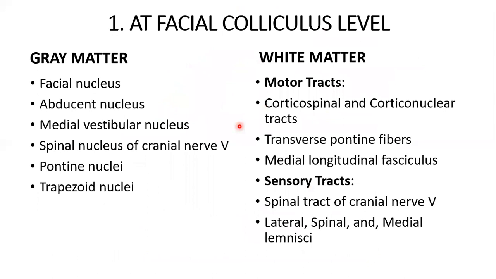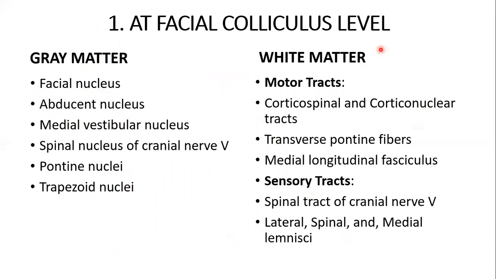So this is the summary. You see, this is the gray matter at the caudal part. There is our facial colliculus, facial nucleus, abducent, medial vestibular nucleus, spinal nucleus of the cranial nerve 5, pontine nuclei, and the trapezoid. This is the gray matter. This is the white matter. These are the fibers discussed already, right?